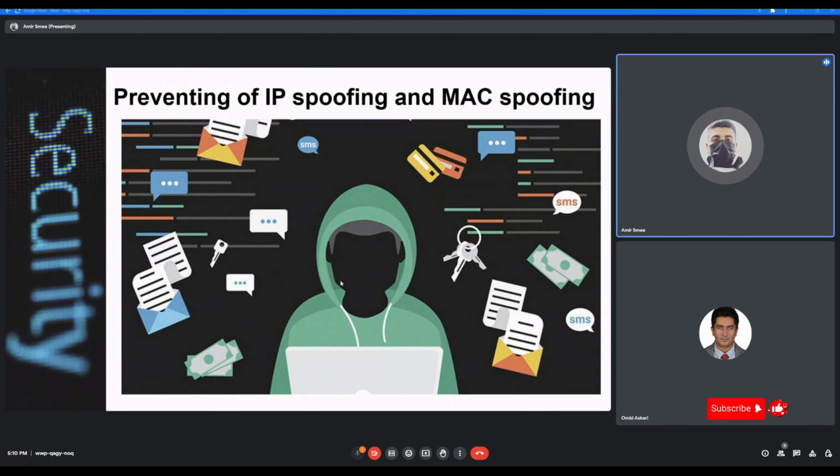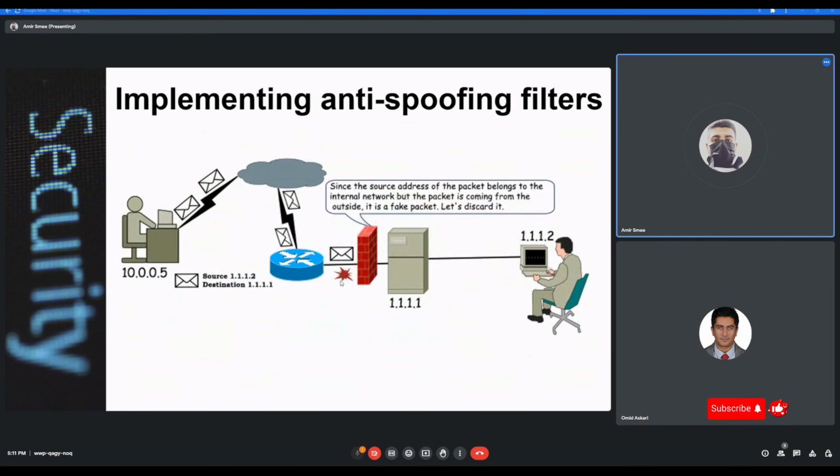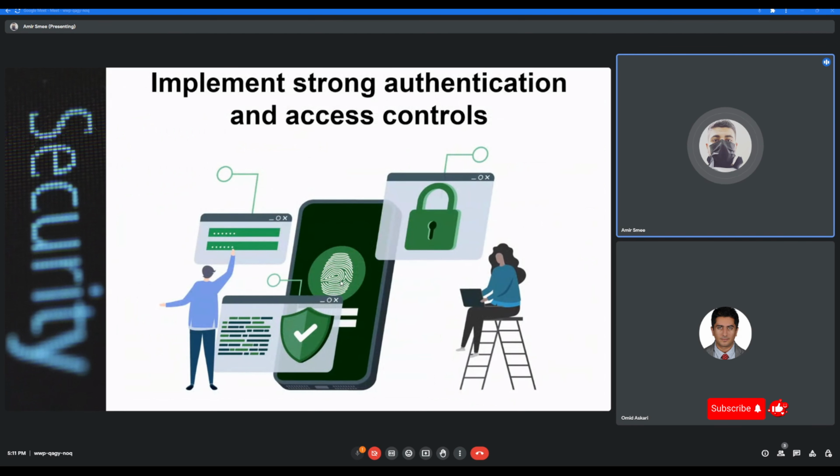Preventing IP spoofing and MAC spoofing. Implementing anti-spoofing filters: network administrators can implement anti-spoofing filters at the network perimeter to block traffic with spoofed source IP addresses. Implement strong authentication and access controls: utilize strong authentication methods and access controls to prevent unauthorized access to network resources, reducing the risk of IP spoofing attacks.